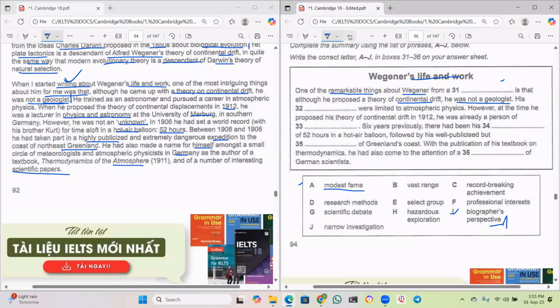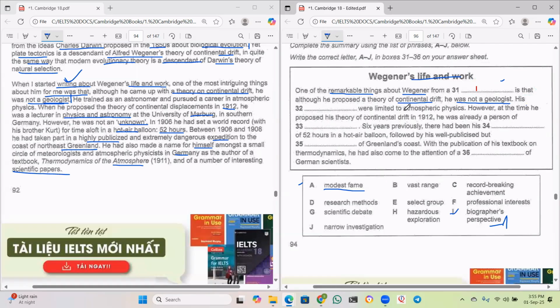So, what should be 31? It should exactly fit into the sentence. One of the remarkable things about Wegener from a biographer's perspective is that... so yes, it is exactly fitting into the sentence, right? So my answer is I.